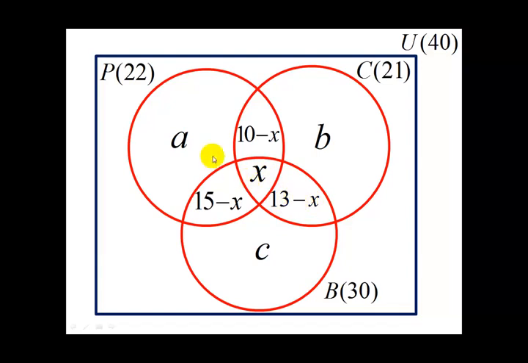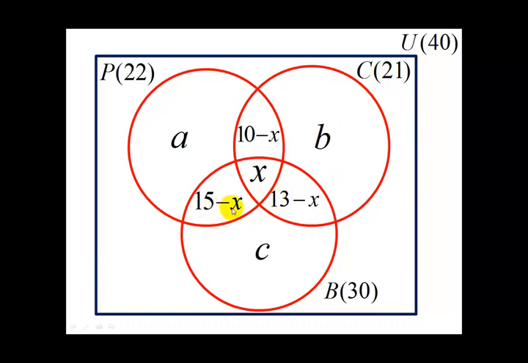So we have regions A, B, C, then we have 10 minus x, 15 minus x, 13 minus x, x, where x represents the number of students who read all three subjects, that is Physics, Chemistry, and Biology. Now A represents students who read only Physics. If you want to find the number of students who read only Physics, take note that when we add A to 10 minus x, to x, to 15 minus x, it must be equal to 22. It means that A plus 10 minus x plus x plus 15 minus x is equal to 22. Also, B plus 10 minus x plus x plus 13 minus x equals 21.